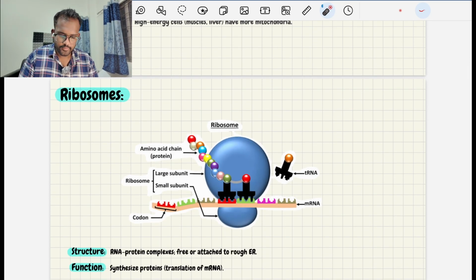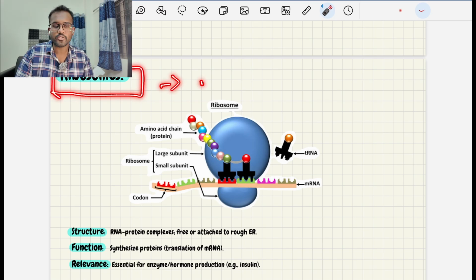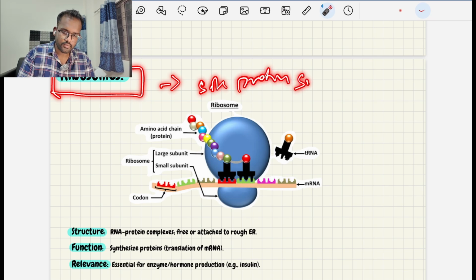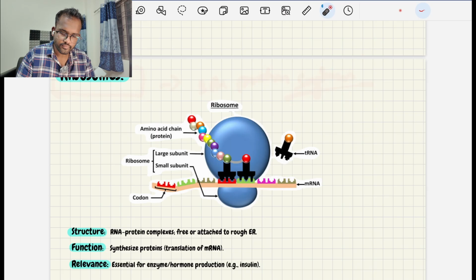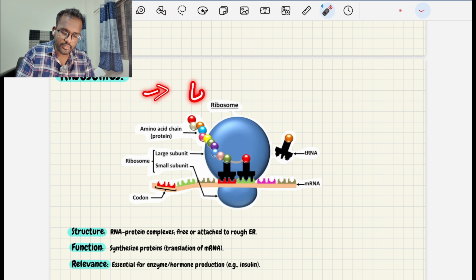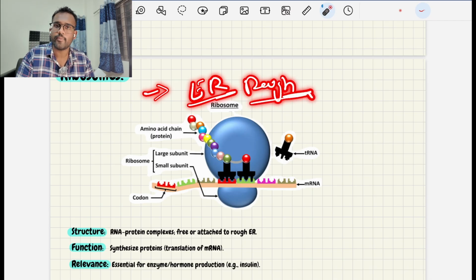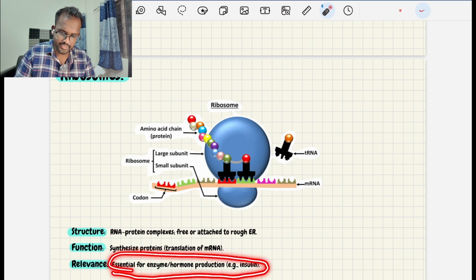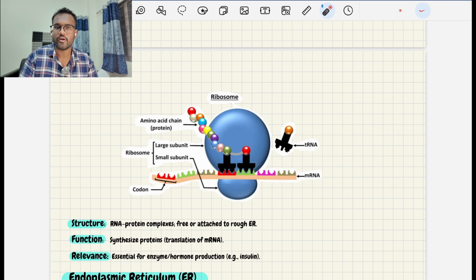Then we'll discuss the ribosomes. In the ribosome you have to remember that ribosomes are the site for protein synthesis. These ribosomes are present upon the endoplasmic reticulum, so it is called the rough endoplasmic reticulum. The rough endoplasmic reticulum contains ribosomes. These ribosomes help in protein synthesis through translation of mRNA, essential for enzyme and hormone production like insulin, etc. And this is present on the rough endoplasmic reticulum.